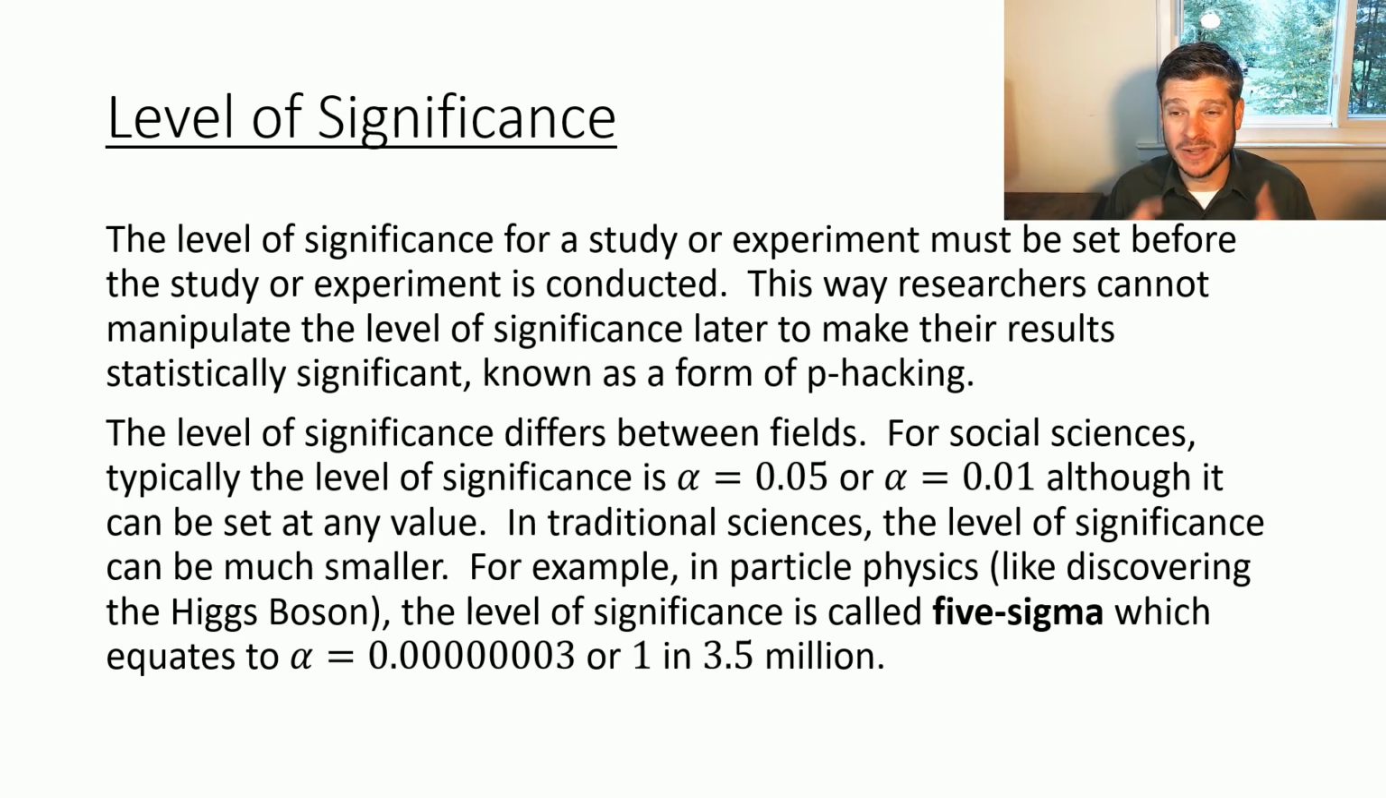For example, in particle physics, we discovered the Higgs boson a couple years ago, maybe like a decade ago, I don't know. But to do something like that, to state that a new particle exists in the universe, the level of significance they have to use is 5 sigma, which equates to an alpha value of 0.000000003. Or there's a 1 in 3.5 million chance that we made a mistake. And that's called 5 sigma because we literally had to go 5 standard deviations away from what is expected to call our result statistically significant.